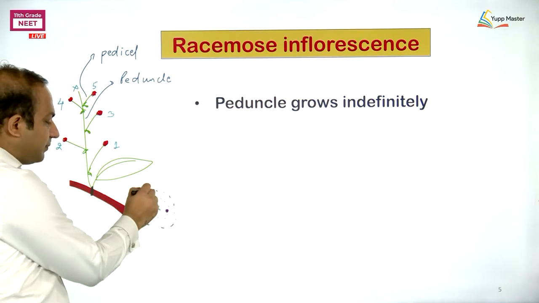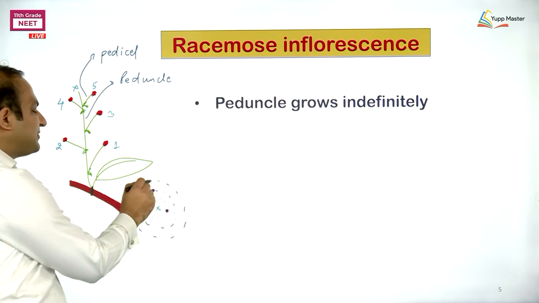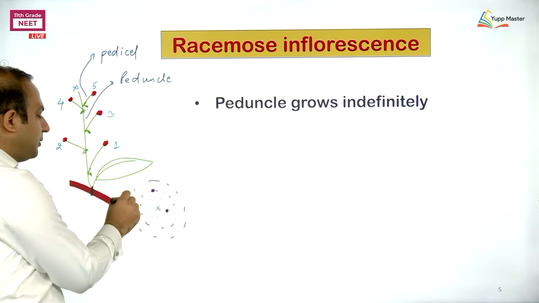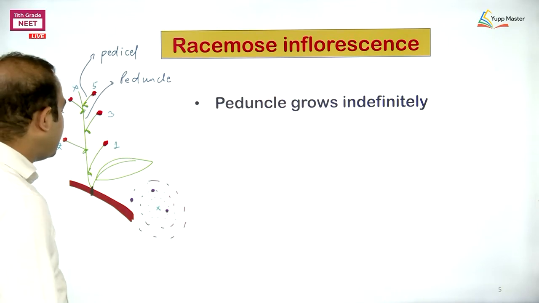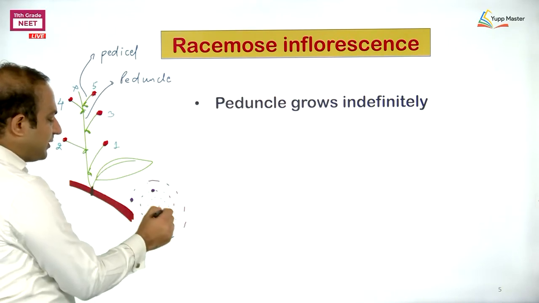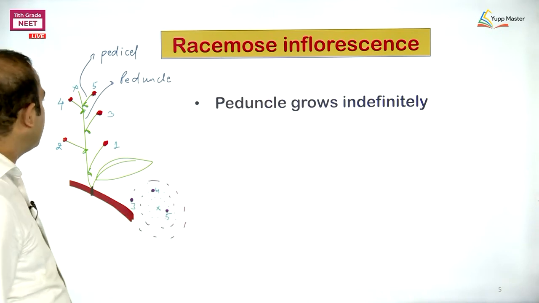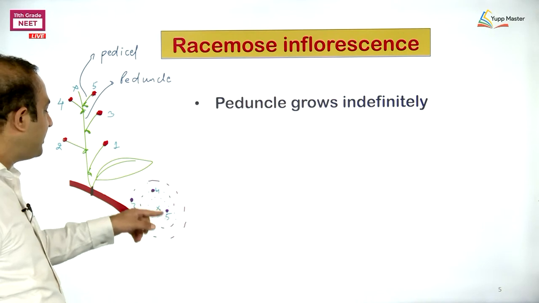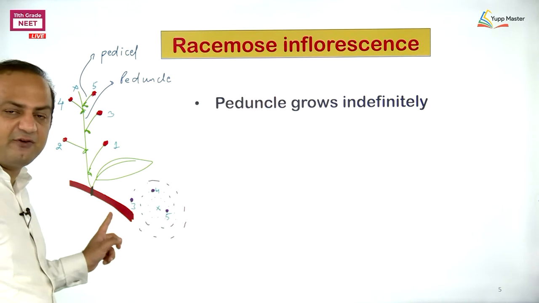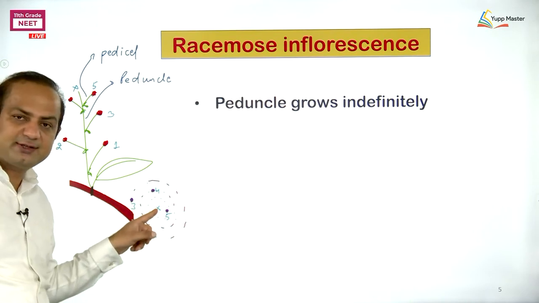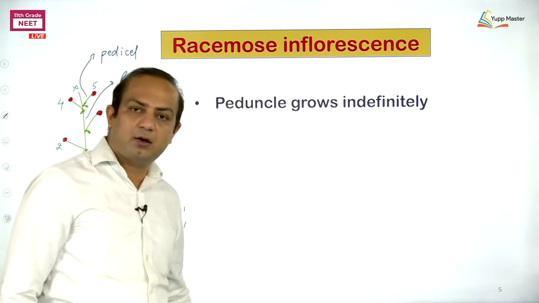Then comes the next one. Then comes again. So I am not going to make all the 5 circles, just a representation only. Okay, I must mention the numbers so that it will be easier for you to identify. This is number 5, this is number 4, this is number 3. Clear? It will be like this: 5, 4, 3, 2, 1. Okay, the oldest is towards the periphery, youngest is towards the axis. So that is the condition which we call acropetal.